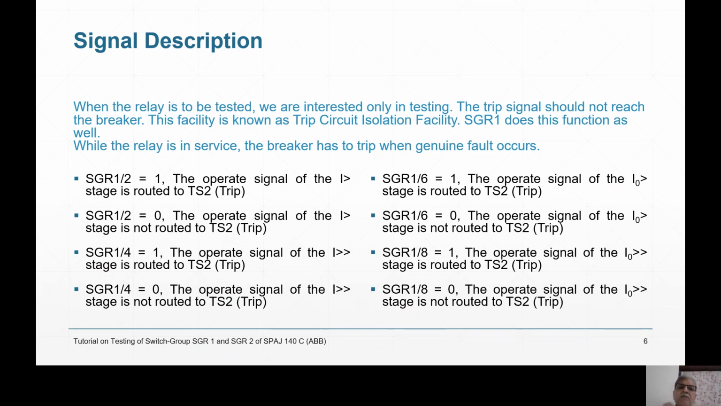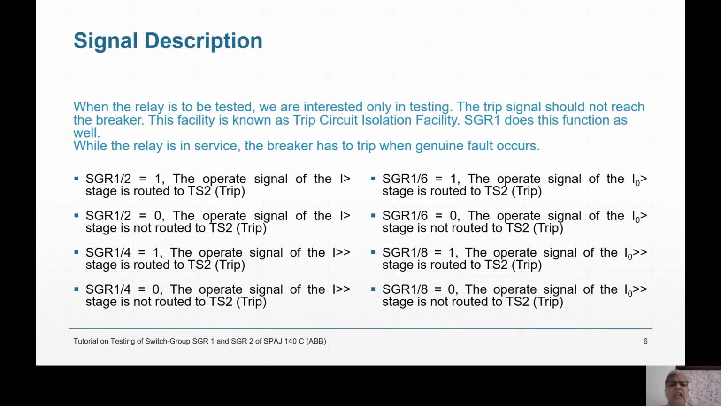That means if I greater than has crossed the limit and the relay is operated, meaning to say otherwise, your setting is 1 ampere. If the current has crossed 1 ampere, and say your time of operation is 1 second, after 1 second the relay operates, and then that operate signal is routed to TS2. That means the main circuit breaker trips.